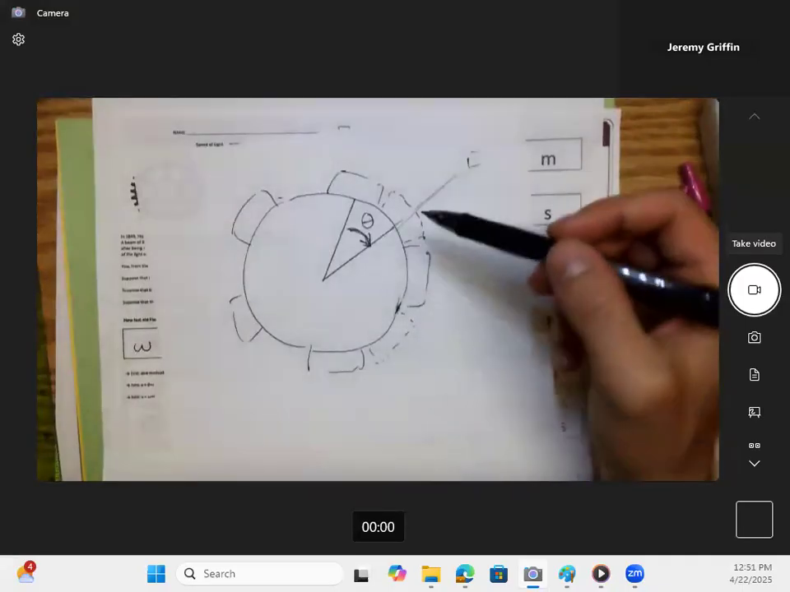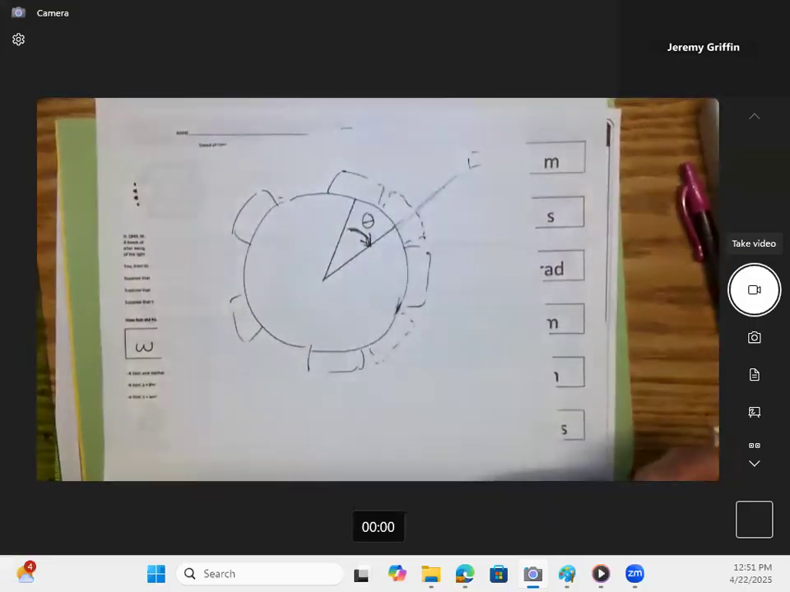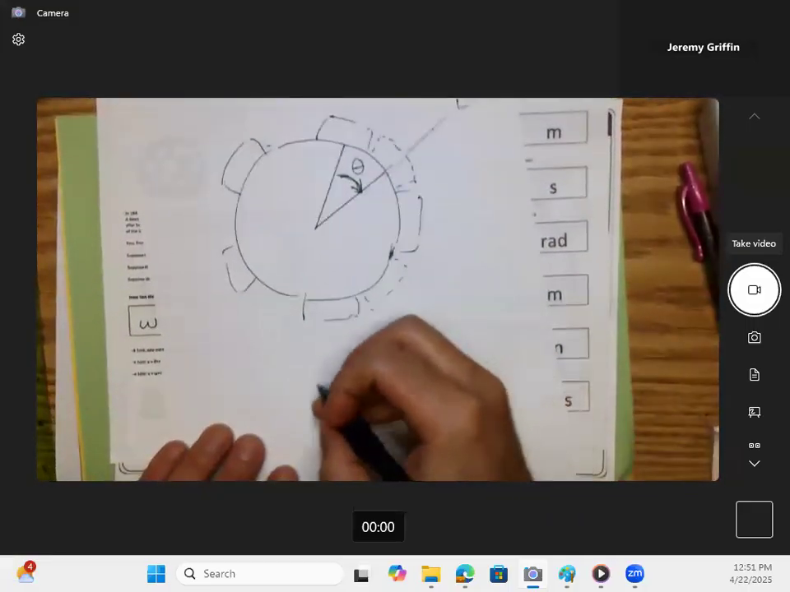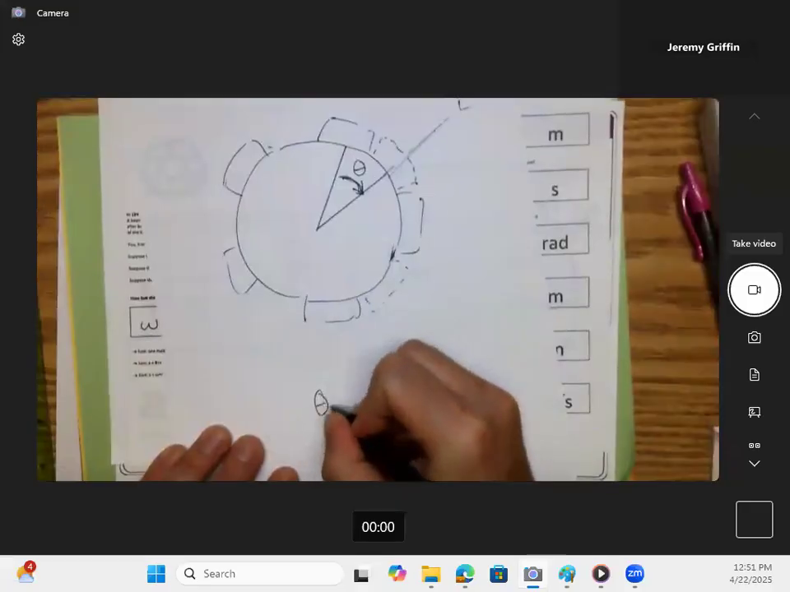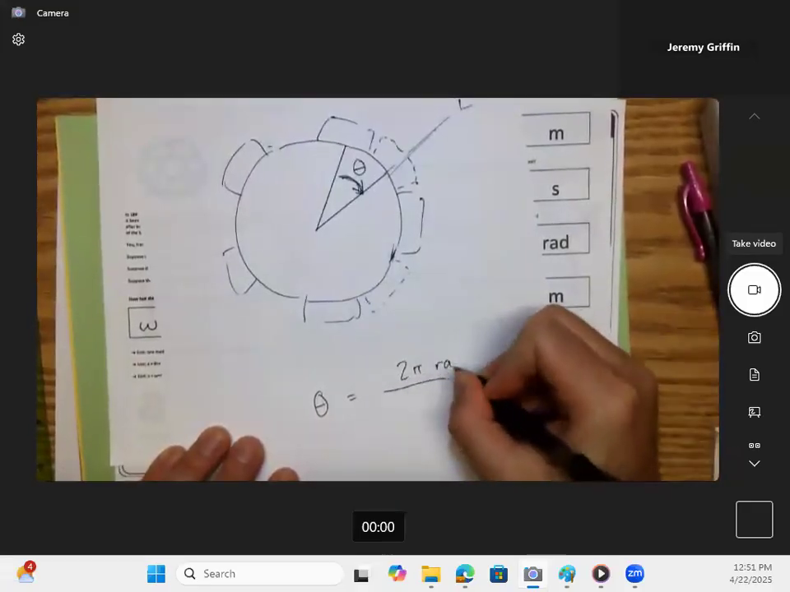Radians. All right, so how about radians? How many radians is one complete revolution? 2 pi. I'm going to jot that down. So I'll say theta equals, I'm going to set up a fraction. I'll go 2 pi, because that's the number of radians for one revolution.